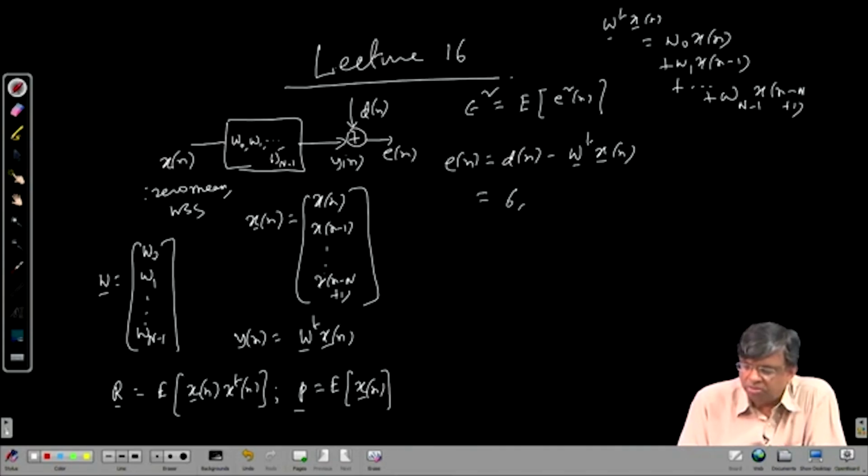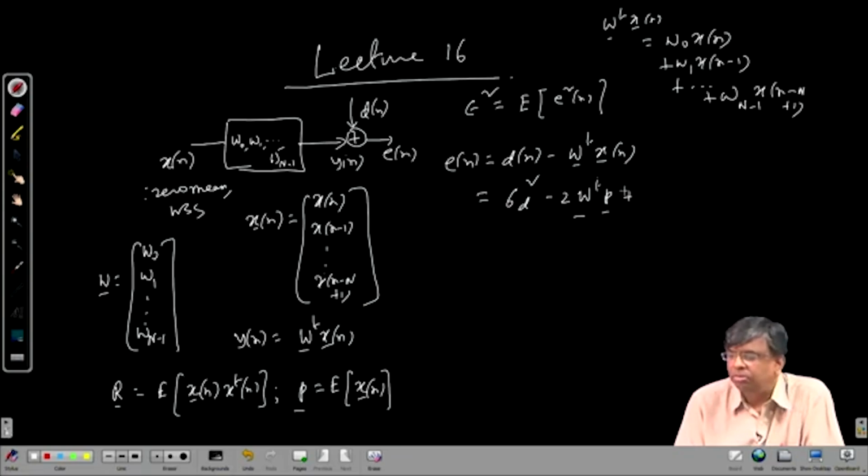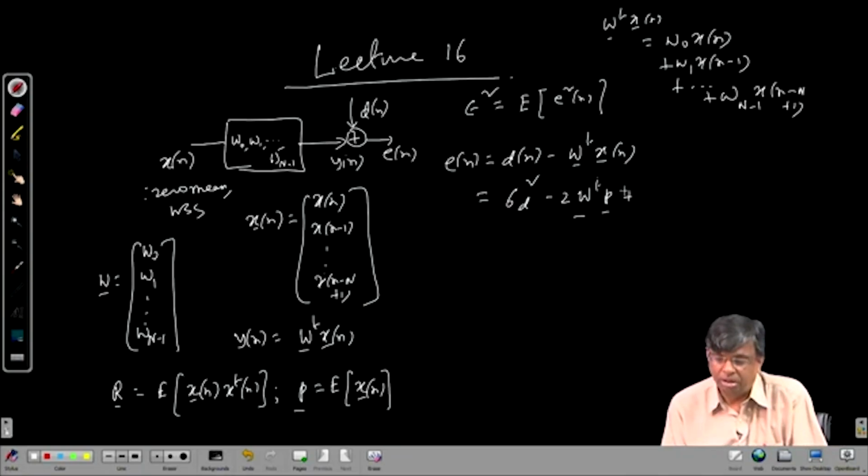It was the variance of d n minus twice W transpose p. This is the first order term, W 0 P 0, W 1 P 1 like that, which is coming basically from the product between d n on one side and the terms on the other side. So, d n into x n, d n into x n minus 1, they give the elements of the p vector, but we have only W 0, W 1, W n, not W 0 square, W 1 square, etc. This is that linear term, first order term.